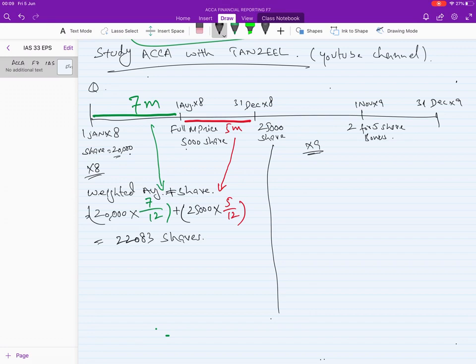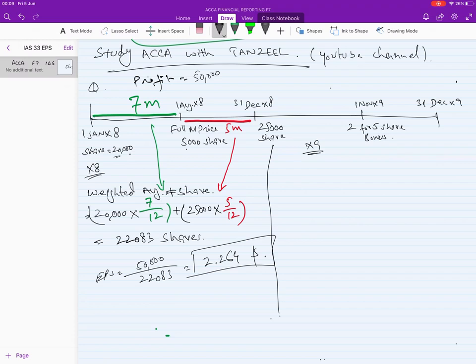And suppose you have a profit of 50,000. So how will you calculate EPS? 50,000 profit divided by the number of shares, which is 22,083. You will get an EPS of 2.264. This is your last year EPS. Okay, this is the X8 EPS.